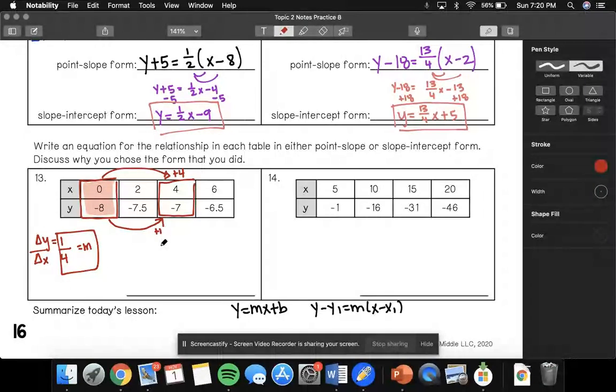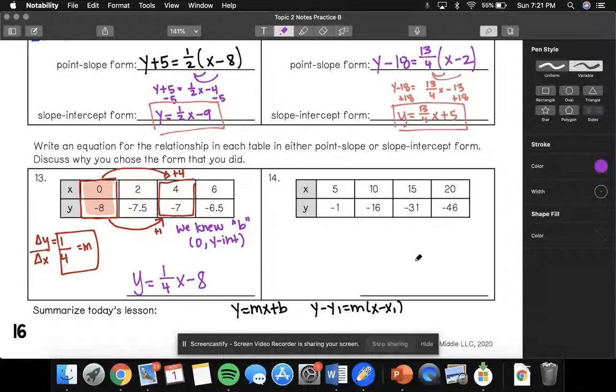So why not just write it in slope intercept form? Okay, so in slope intercept form, it'd be y equals 1/4 x minus 8. And we chose that because we knew the b value, because that is when x is 0. So we know the y-intercept.